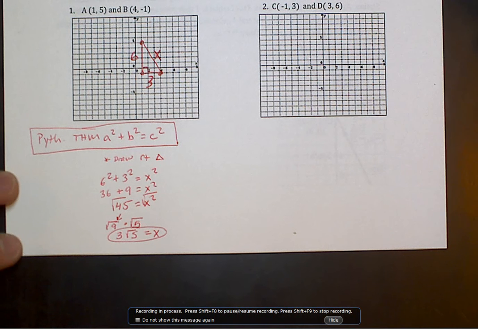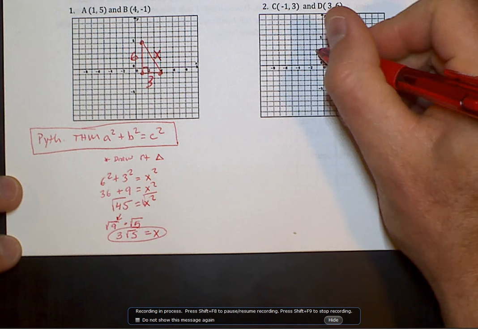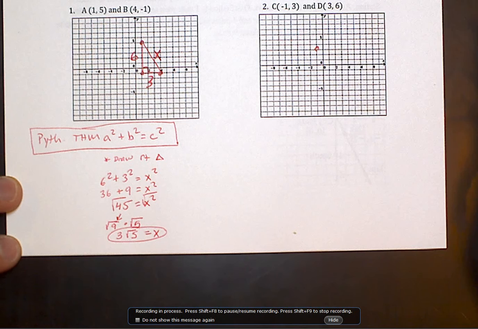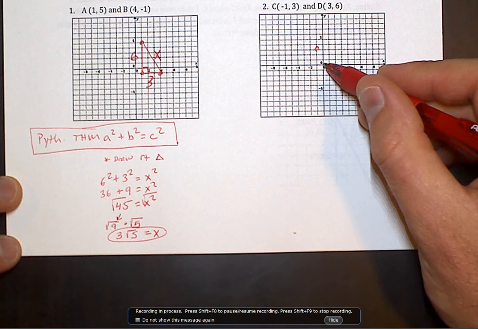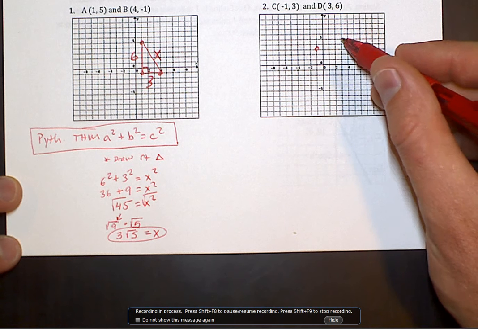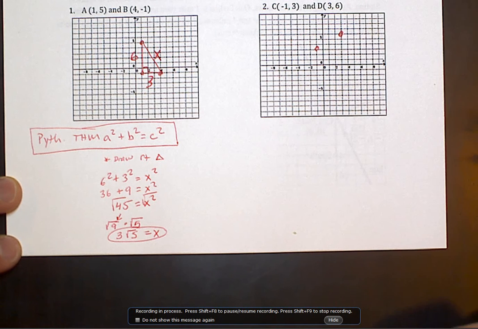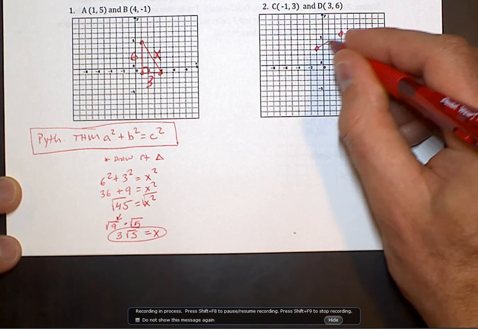So (-1, 3). 1, 2, 3. And (3, 6). Start at 0, 0. 1, 2, 3. 1, 2, 3, 4, 5, 6. And we have to find the distance between those 2 points there. Even if you draw in that diagonal, that's what you have to find.